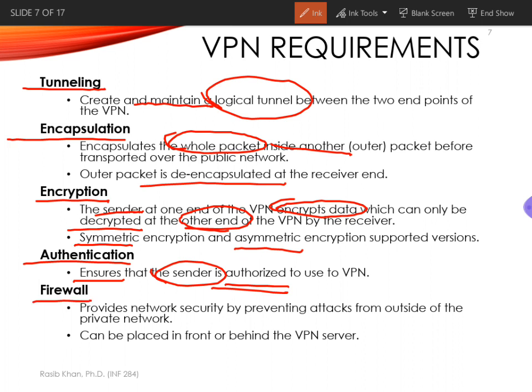And finally, the overall architecture of a VPN should also incorporate what we call the firewall. A firewall provides general network security by preventing attacks from outside of the private network. And it can be placed both in front of or behind the VPN server.